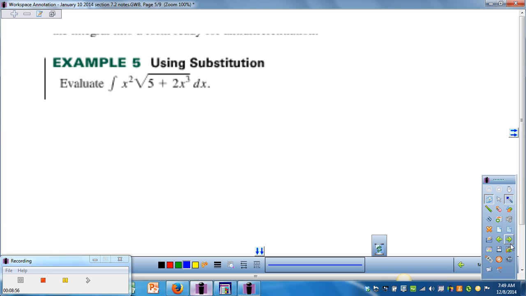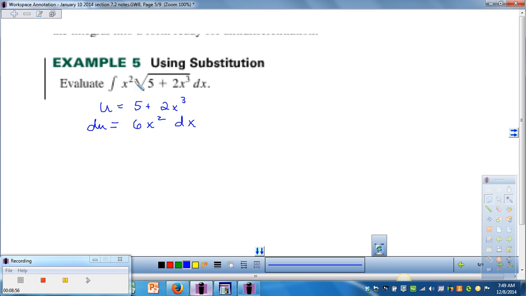So, the integral of x squared times the square root of 5 plus 2x cubed. What's our most inside function? 5 plus 2x cubed. So let's let that equal u. Now sometimes with u substitution, you choose a u and it doesn't work. Choose a different u. Go back and try something else. All right. So we'll let u equal 5 plus 2x cubed. What is du? Du is the derivative of this line. So 6x squared dx. Very good.